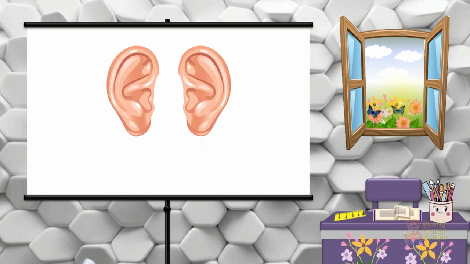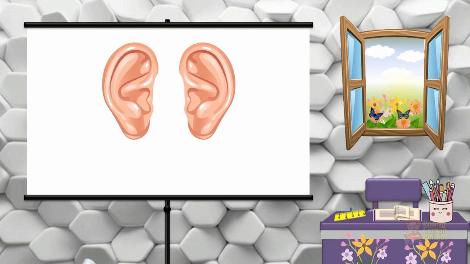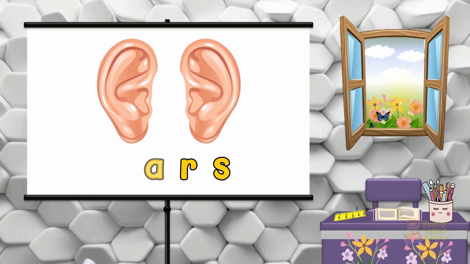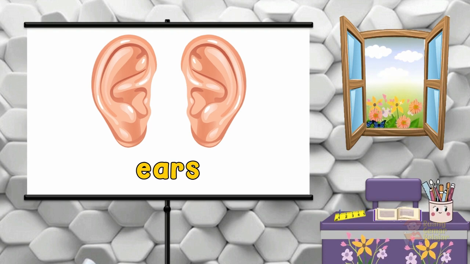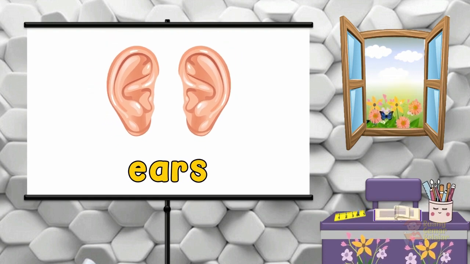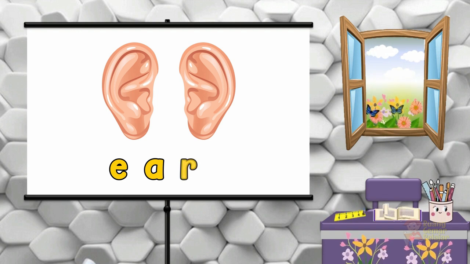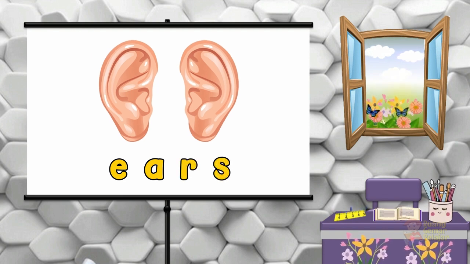The second object is ears. Listen to me how to spell it. E, A, R, S, ears. Now, repeat after me. E, A, R, S, ears.